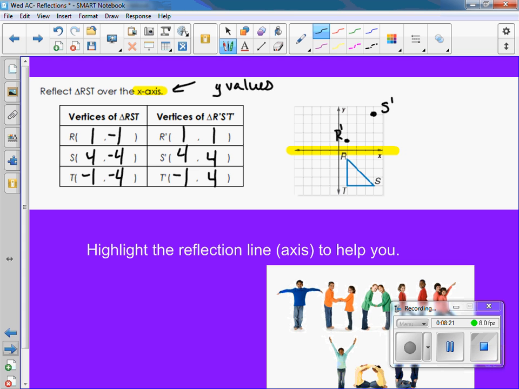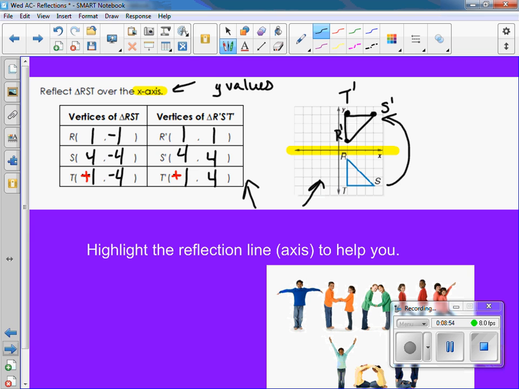Negative 1, oops, sorry. I think I've got a typo in here. That T should be at positive 1. Sorry, I wrote the coordinates down wrong, which means this should be positive 1. So that T is going to be positive 1, and positive 4 should be up here. So that's why it's always good to figure out your coordinates and then graph, because you can see that this is a reflection over the x.